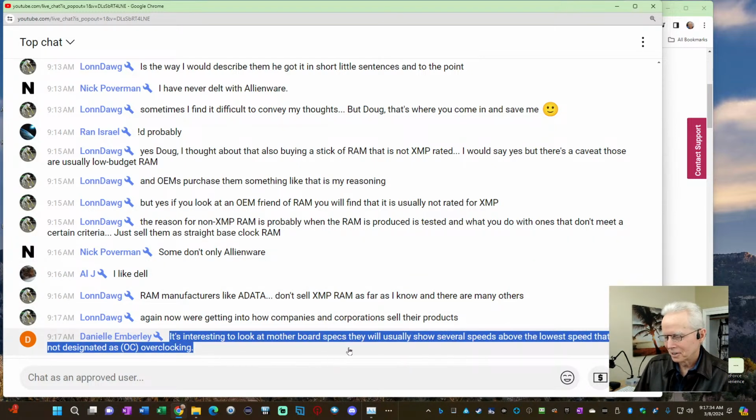It's interesting to look at motherboard specs. They will usually show several speeds above the lowest speed that are not designated as overclocking. Yeah, let's throw something else into the mix.